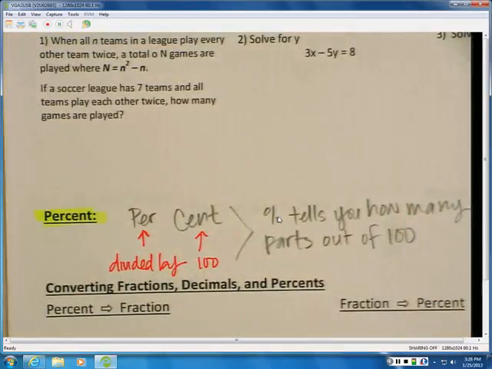So in other words, if 16% of all of WVC students love, I don't know, spinach, what that tells me is that if I have 100 students in a room, I could expect that 16 of them would want to eat spinach. Pretty straightforward. Let's talk about converting fractions, decimals, and percents.